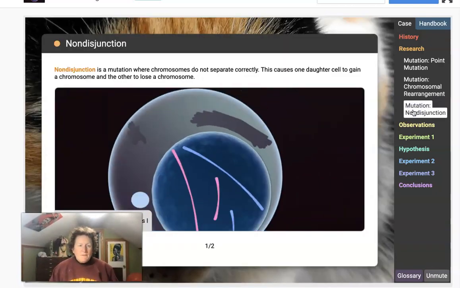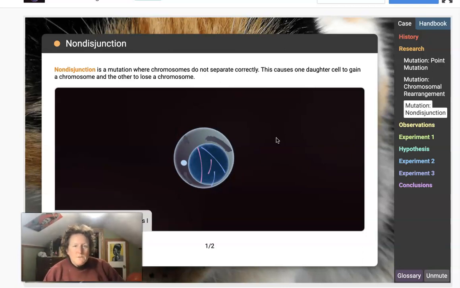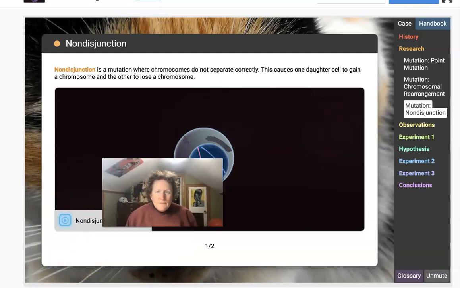The next hypothesis here is non-disjunction, which means you get an extra chromosome, and this happens in humans. Non-disjunction is a mutation where chromosomes do not separate correctly. This causes one daughter cell to gain a chromosome and the other to lose a chromosome.